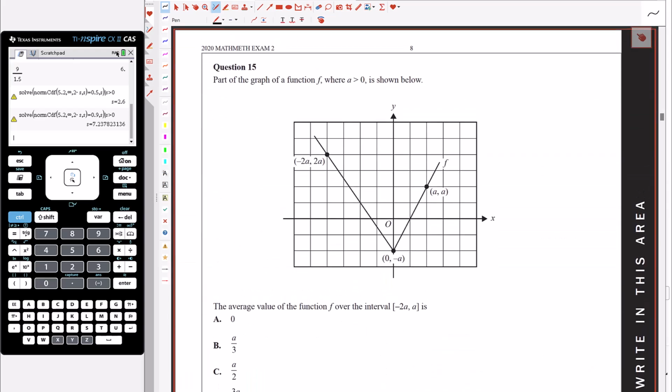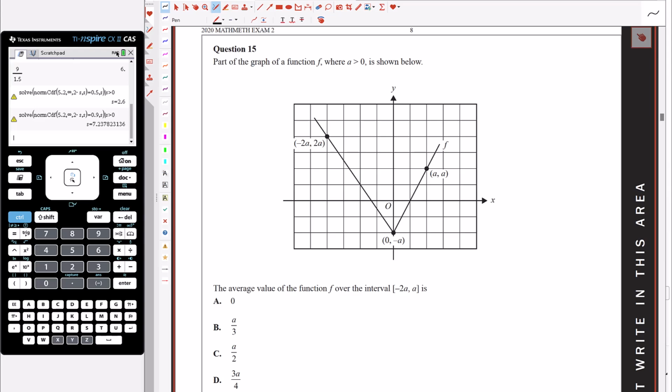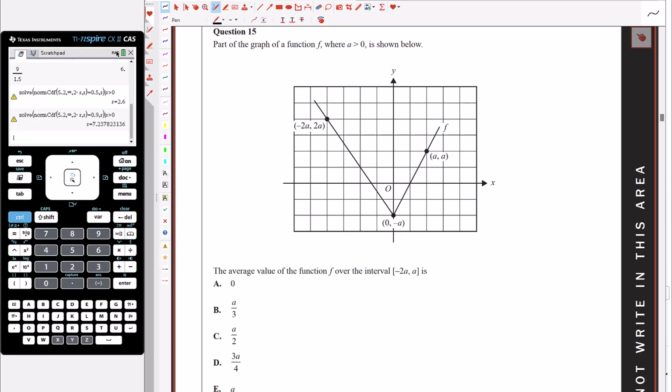Okay, question 15. Part of the graph of a function f where a is greater than 0 is shown below. I remember this question. The average value of the function f over the interval from negative 2a to a is. Okay, so you could sort of muck around trying to work this out as an area problem, and my first instinct, I remember when this came up, was to do that.